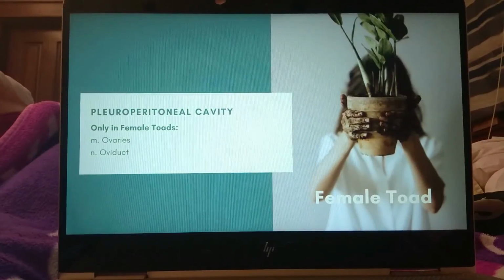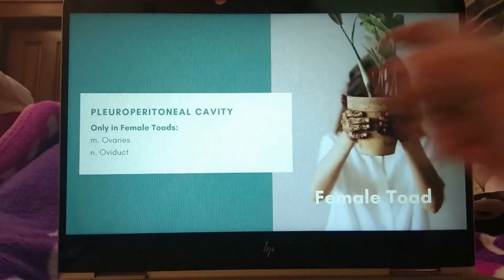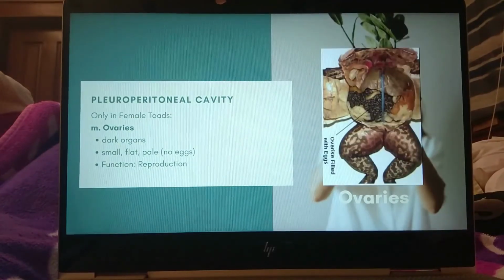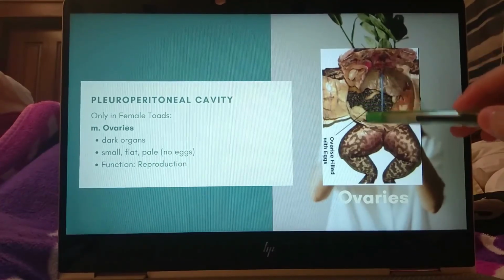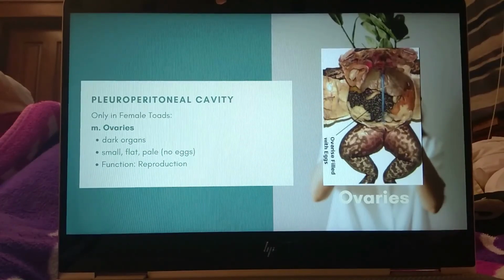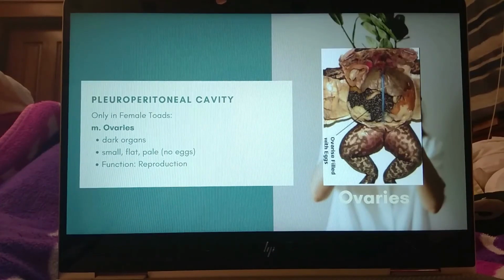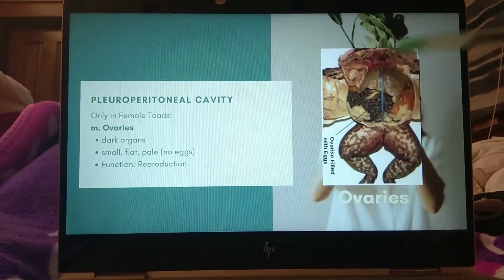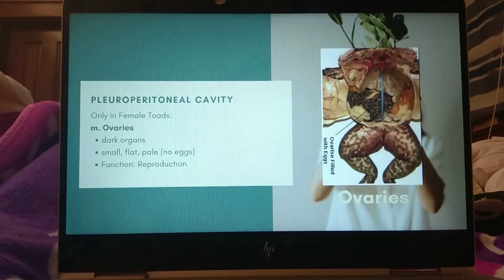Last two, we have the parts that are only present in the female toads, which are the ovaries and oviducts. For the ovaries, these are dark organs that are sometimes filled with eggs. These are ovaries when filled with eggs. But when they are not filled with eggs, they are small, flattened, pale, and irregularly shaped. And they are found attached to the ventral surface of the kidneys again. And they are also used for reproductive purposes.